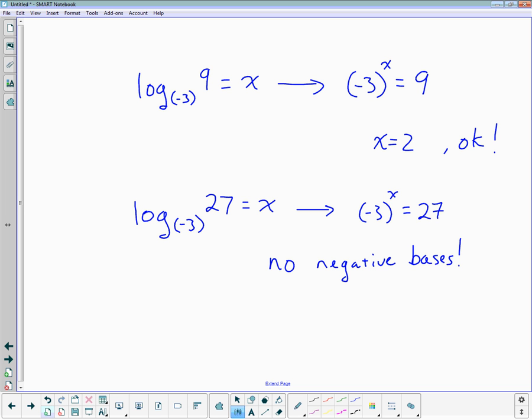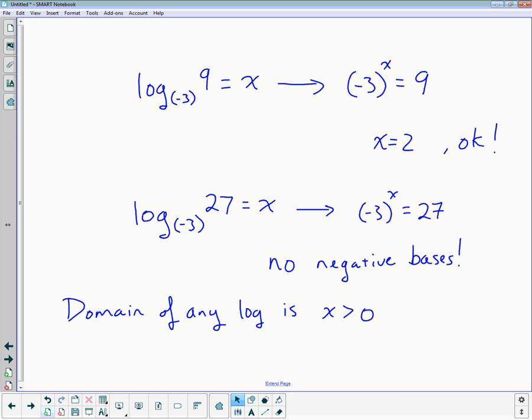And in fact, the domain of a logarithm doesn't include zero or negatives. So the domain of any log is x greater than 0. Can't be 0, can't be negative. All right? We cool? Almost.